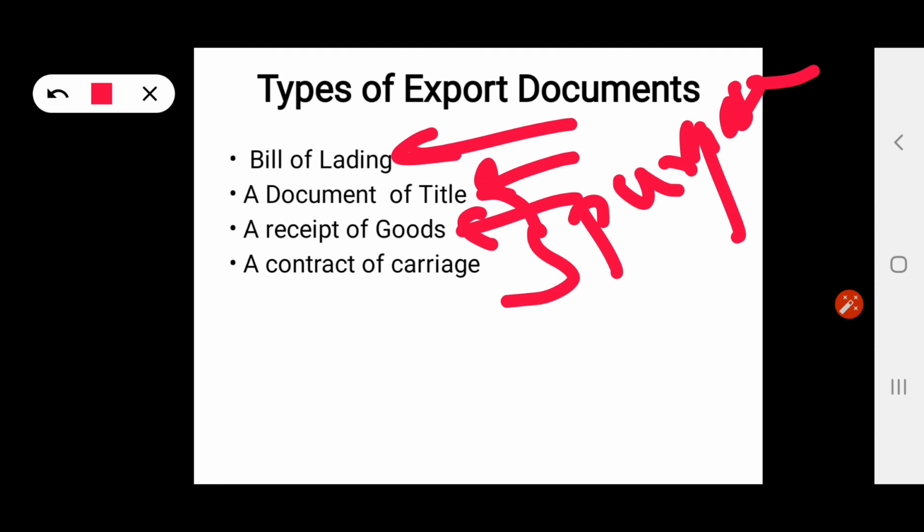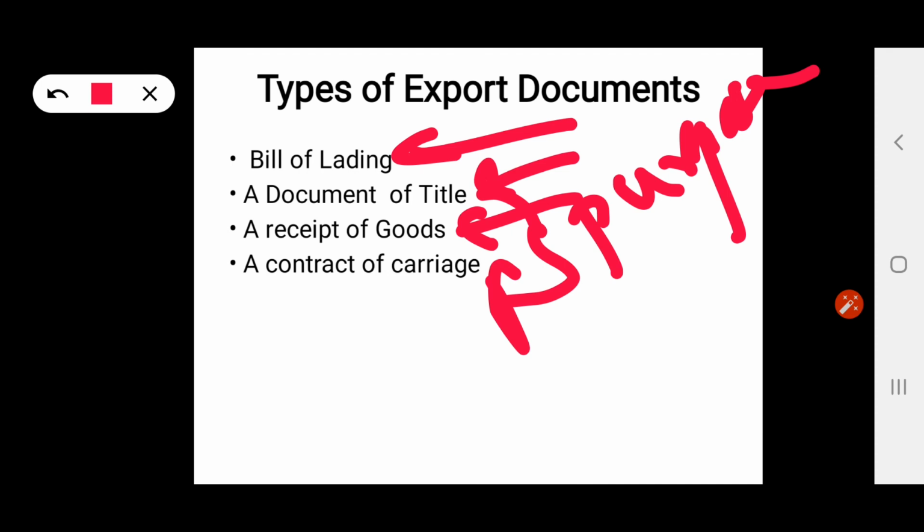Usually, as we discussed, the exportation may not be done by the manufacturing organizations themselves. They may depend on other agencies specialized in exporting. That is why it is necessary to have proof of the carrier's possession of the freight. That is why this bill of lading is also useful as a receipt of goods, and it is also useful as a contract of carriage.